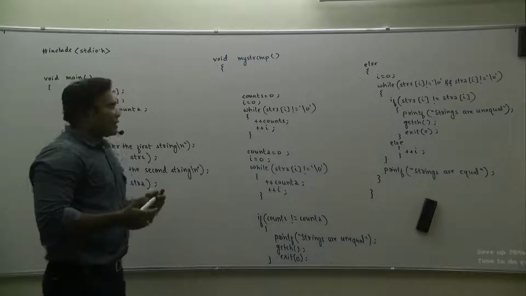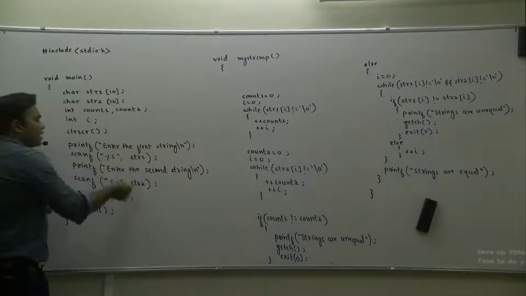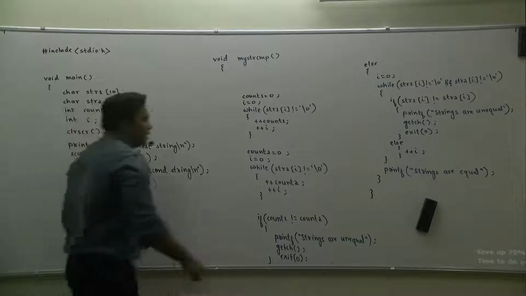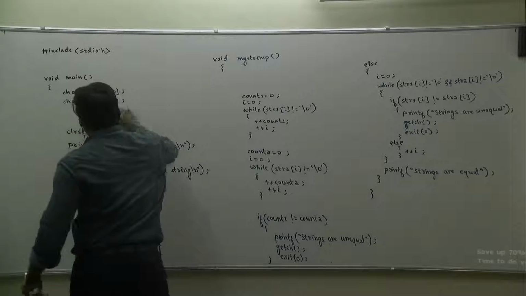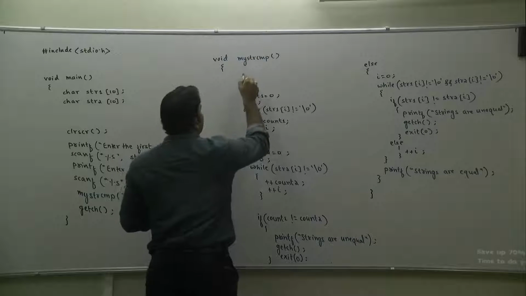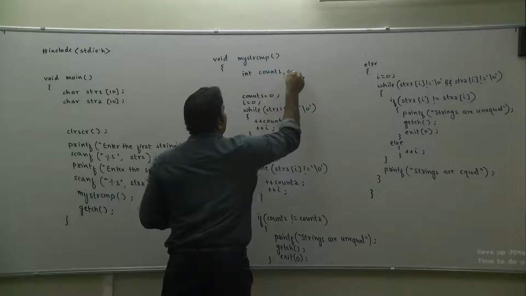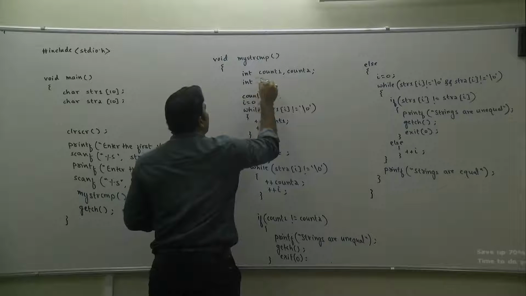But if you notice, I really require in the main function only str1 and str2. I don't require count1, count2 and i here. Hence, I will take count1, count2 out of the main function and put them here by telling it as int count1, count2. Also in the same line I can declare i, or in the next line like this I would declare i.